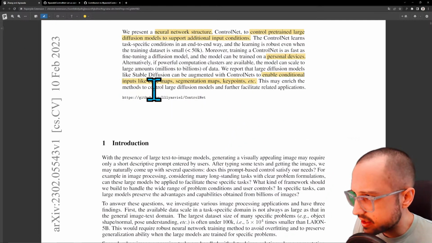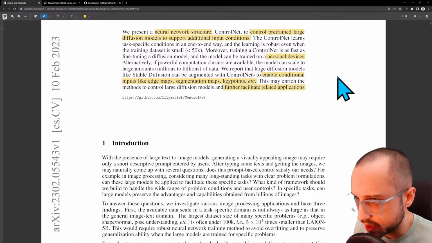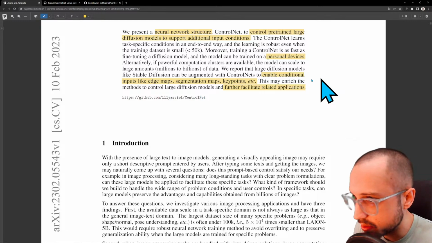This may enrich the methods to control large diffusion models and further facilitate related applications. Yeah, I think that already if you go on the subreddits and you go on Twitter and these different communities, you're going to see all kinds of interesting stuff that people are finally able to do with diffusion models.